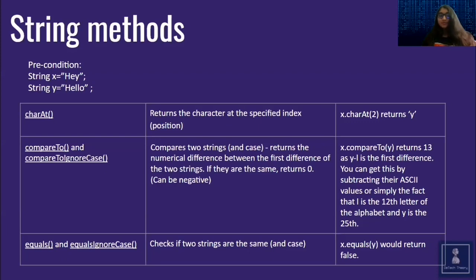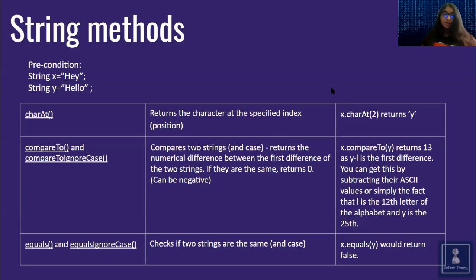For example, the first one, charAt. charAt returns the character at a specific index or position. For example, x.charAt(2) would return the character y, which means that if you look at x, index 0 is h, index 1 is e, and index 2 is y. So it returns what is at index 2, that is y, as a character.